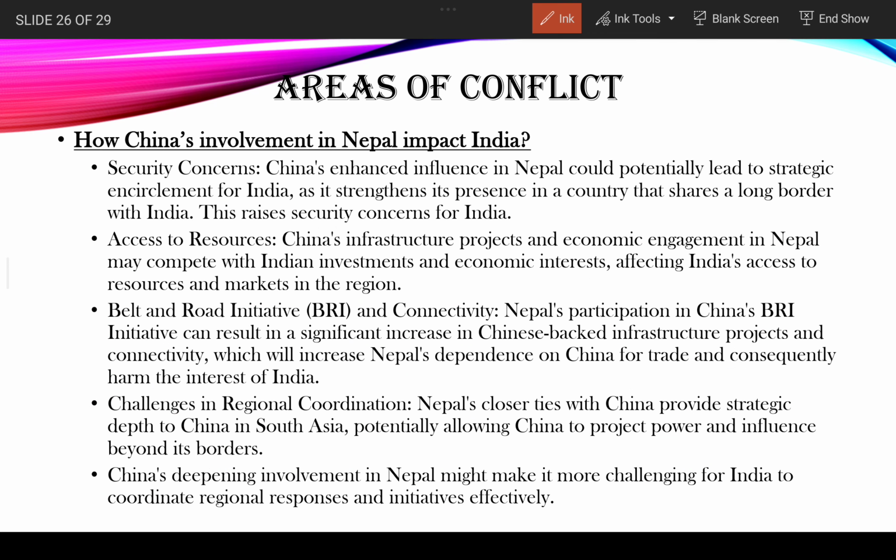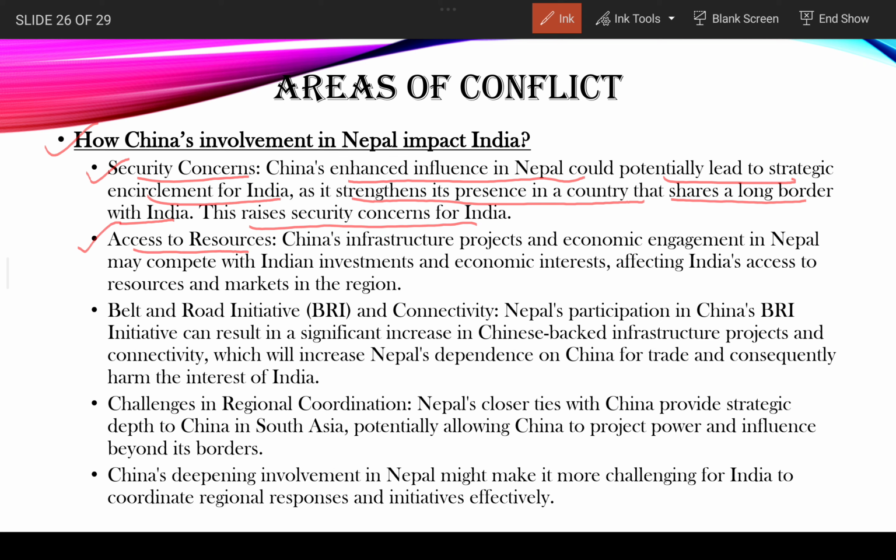So next thing is, since China is having its great involvement in Nepal, how does it impact India? One is the security concerns. China's influence in Nepal could potentially lead to strategic encirclement for India, as it strengthens its presence in a country that shares a long border with India, and that too, a border which is an open border. So this raises a security concern for India.